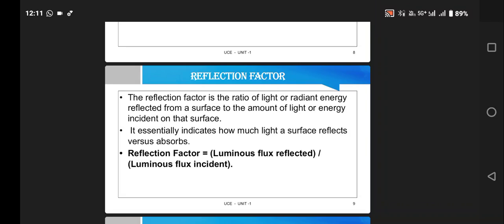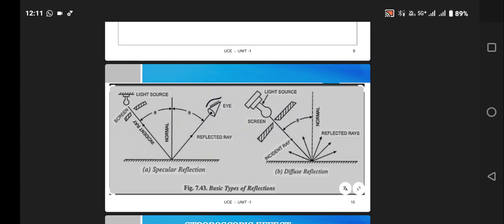Some of the terms related with the URD system are reflection factor. It is the ratio of light or radiant energy reflected from a surface to the amount of light or energy incident on that surface. Reflection factor is equal to luminous flux reflected divided by luminous flux incident. These are the basic types of reflections, that is specular reflection and diffuse reflection.